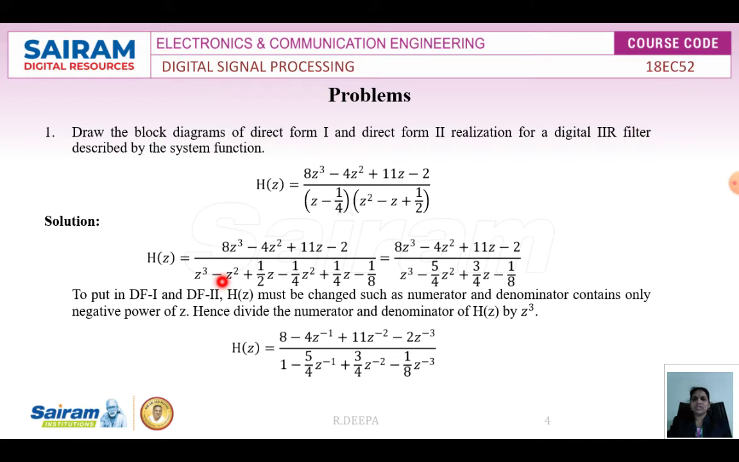Whatever the given H of z, first you need to observe that it has to be in negative powers of z. If not, you have to convert the entire transfer function, with the numerator and denominator polynomials, in terms of negative powers of z. Once you convert it, the transfer function takes this form: H of z is equal to 8 minus 4z inverse plus 11z power of minus 2 minus 2z power of minus 3 divided by 1 minus 5 by 4 z inverse plus 3 by 4 z power of minus 2 minus 1 by 8 z power of minus 3.